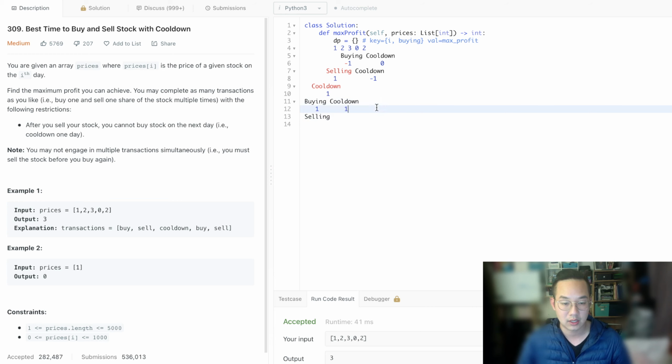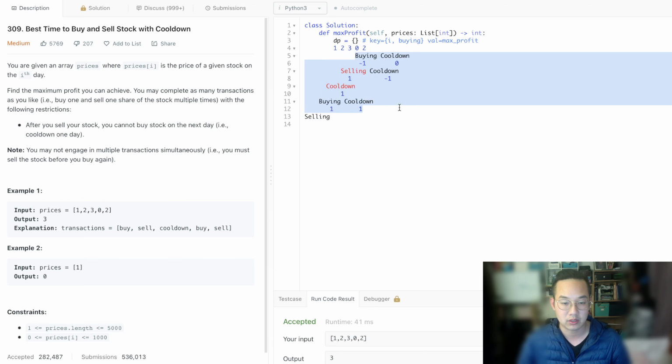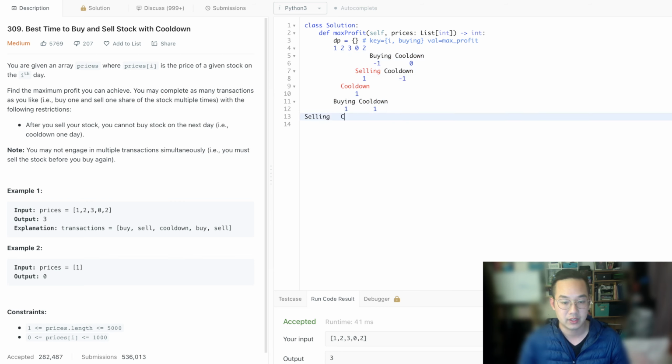Let me just get a couple tabs out there so that we can get some room. So cool down, selling, and we make a profit of 3. And cool down, we will still have 1. So that's our maximum profit, 3. And after that it's buying, selling, cooling down, buying, and then selling some more.